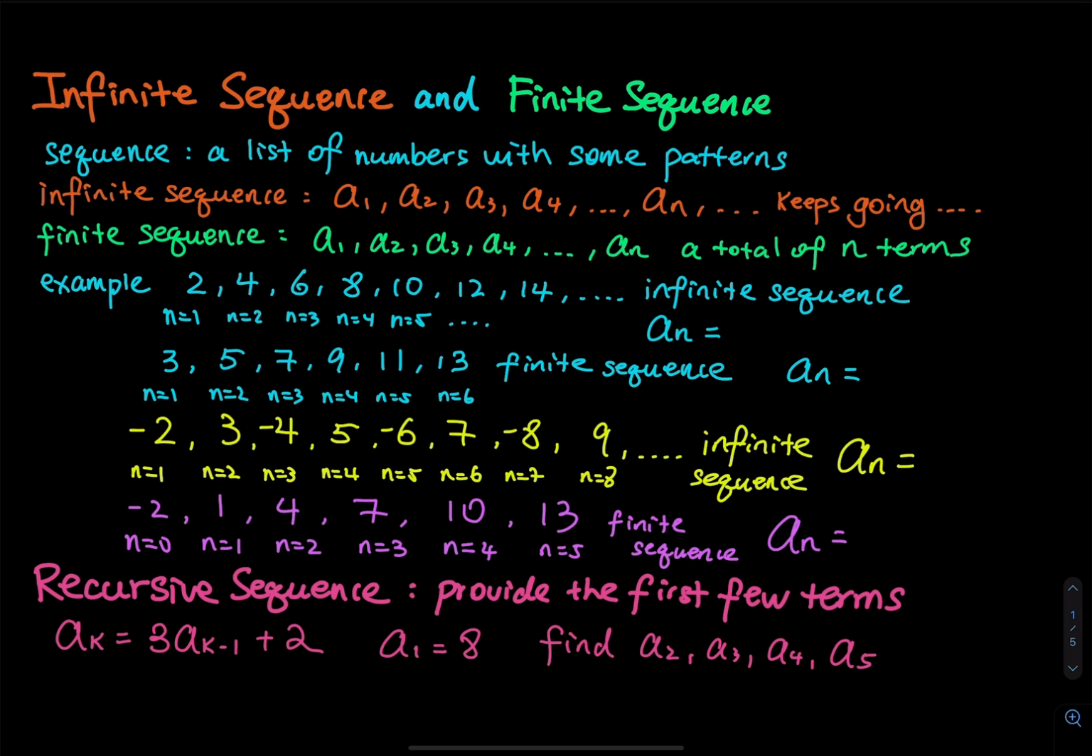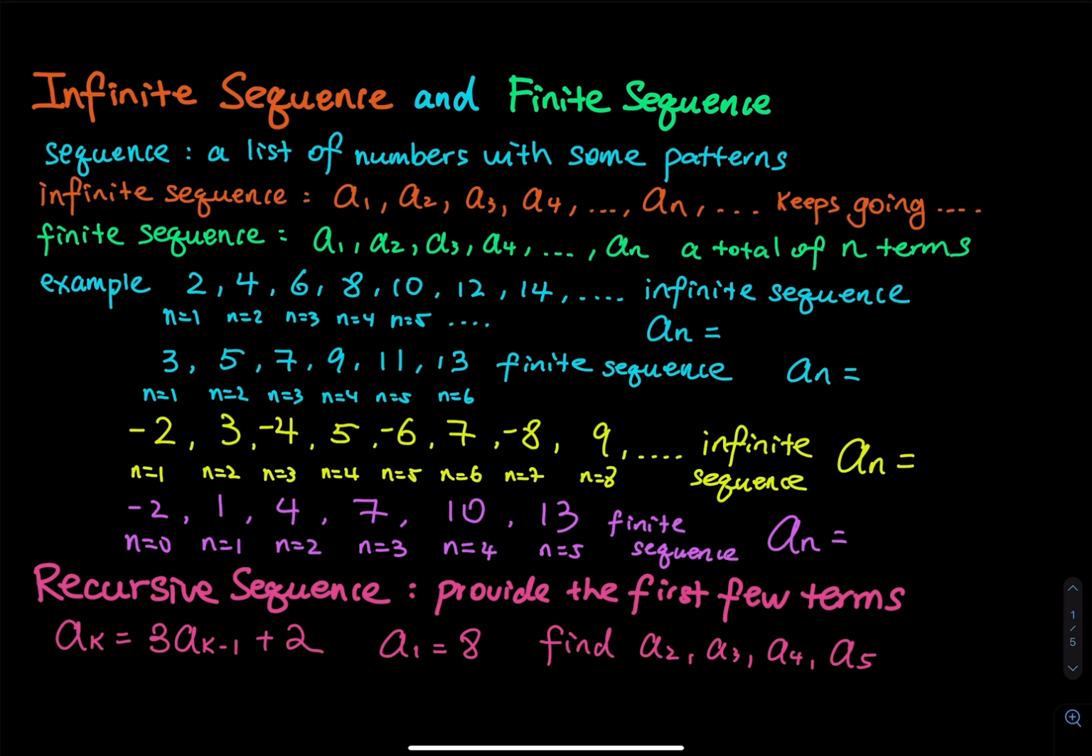For an infinite sequence, what about AN? AN is in general. What is the pattern? So we have 2, 4, 6, 8, 10. Do you see the pattern that 2 is double of 1? 4 is the double of 2, 6 is the double of 3, 8 is the double of 4, 10 is the double of 5, 12 is the double of 6, and 14 is the double of 7.